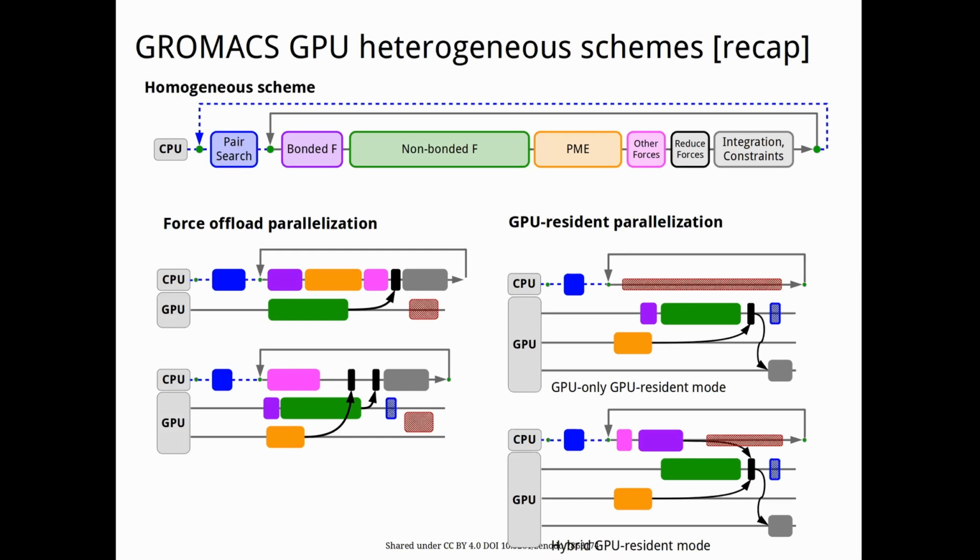And these two modes where the CPU does not contribute in the inner loop, we call GPU only, GPU resident mode on the top right. And this means that in the hot loop where most computation happens, the GPU computes alone and no CPU contributions come in, or the hybrid GPU resident mode where the CPU also contributes, for instance, with bonded forces or pull or some AWH contributions.